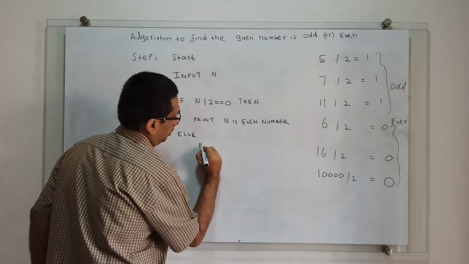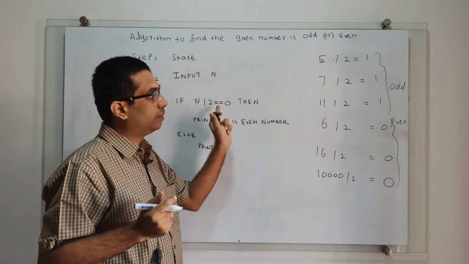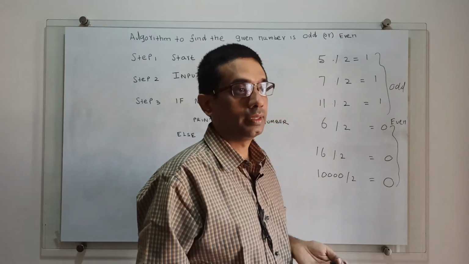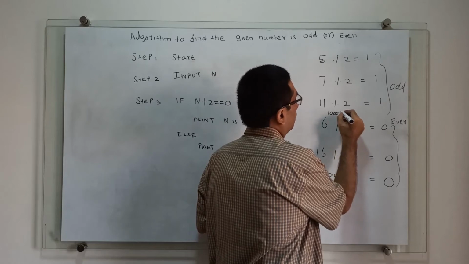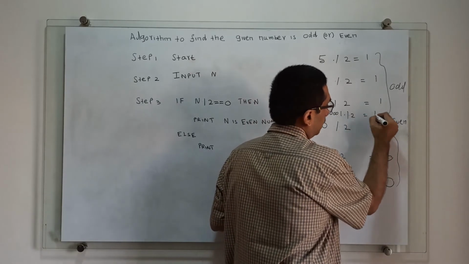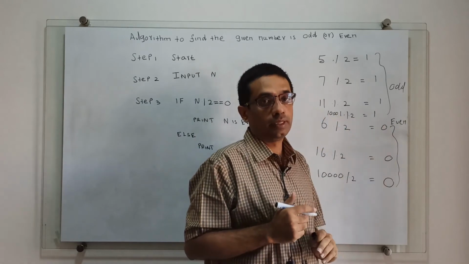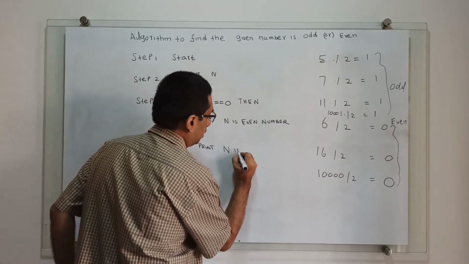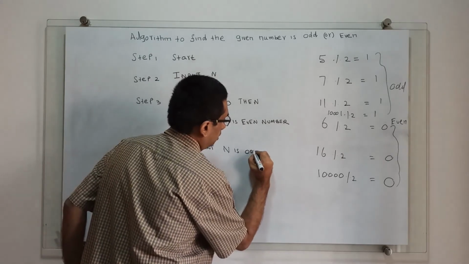print. What else? If n modulo 2 is not equal to 0, then for an odd number it will be 1 only. Any number you can take, for example 10,001 modulo 2, the remainder is 1 only. It goes 5,000 times and the remainder is 1 only. So if it is not equal to 0, then print "n is odd number".